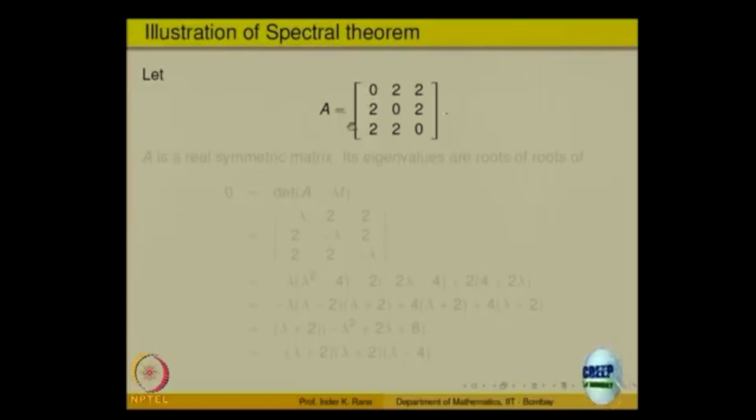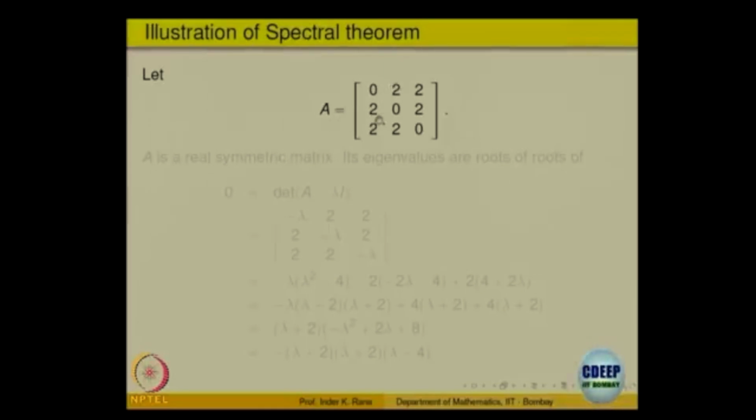So look at the matrix A with the rows 0, 2, 2; 2, 0, 2; and 2, 2, 0. The first observation is that this is a real matrix and it is symmetric. The row here, 0, 2, 2, is the same as the column here. So if you interchange rows and columns, this is a symmetric matrix. As our theorem says, it should have n eigenvalues, which means the characteristic polynomial should be completely factorizable. Here the characteristic polynomial will be a cubic of degree 3. So how do you find that?